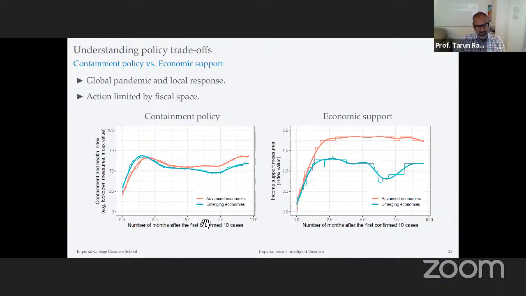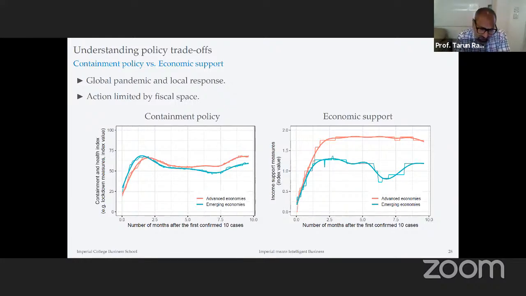And you can see that in the number of months after the first confirmed 10 cases, almost immediately, emerging economies on average instituted much more stringent lockdown measures very quickly. And they sort of almost reached the same level. This was, again, not sustainable for longer periods of time for the emerging economies, but the advanced economies took their time a little bit about imposing measures that were as stringent as the emerging economies. And the reason, I believe, is when you look at an income support measure index, you can see that in the advanced economies, there was the possibility to introduce far greater amounts of income support for a far longer period of time, for months after the first 10 confirmed cases, but the fiscal support measures were not able to be put in place in the emerging economies.